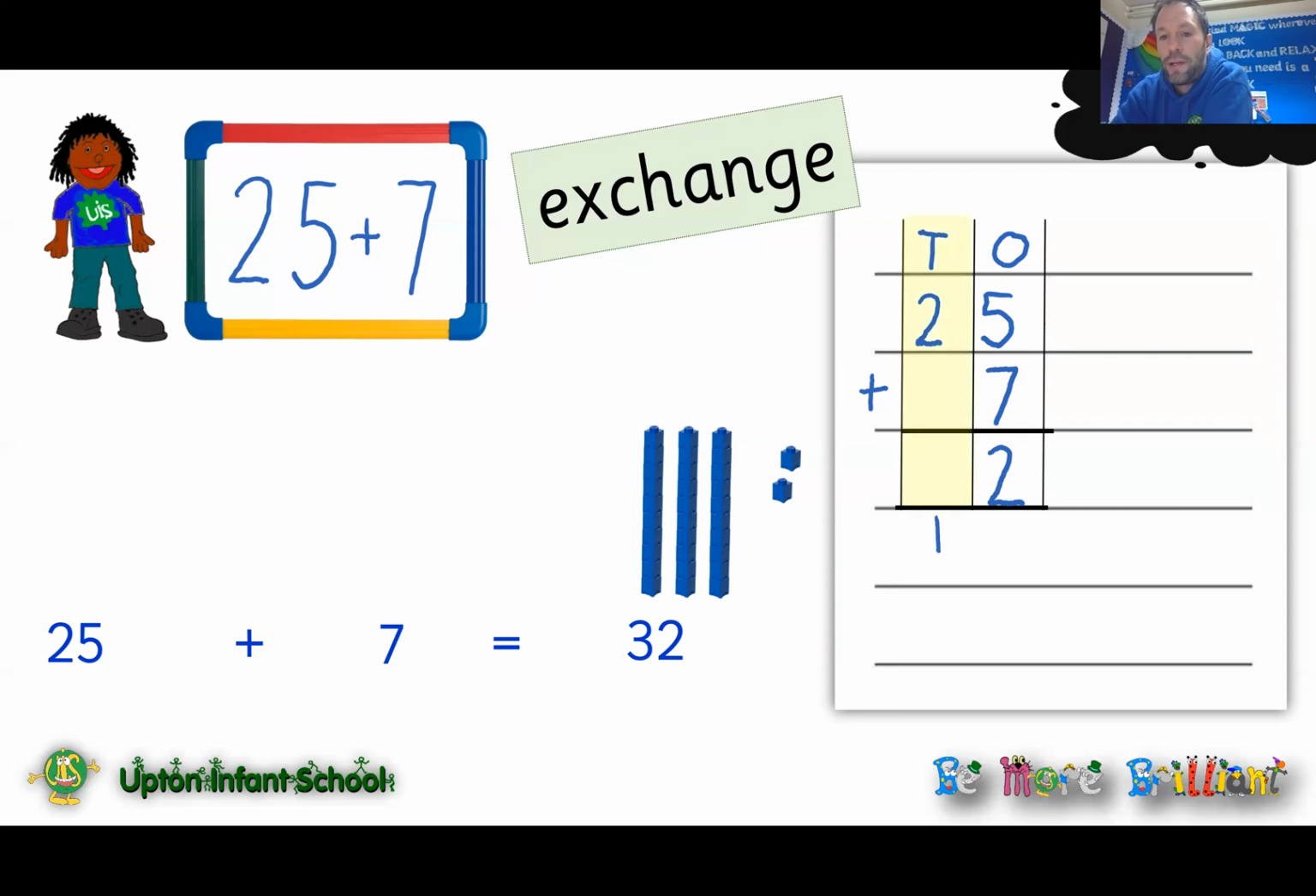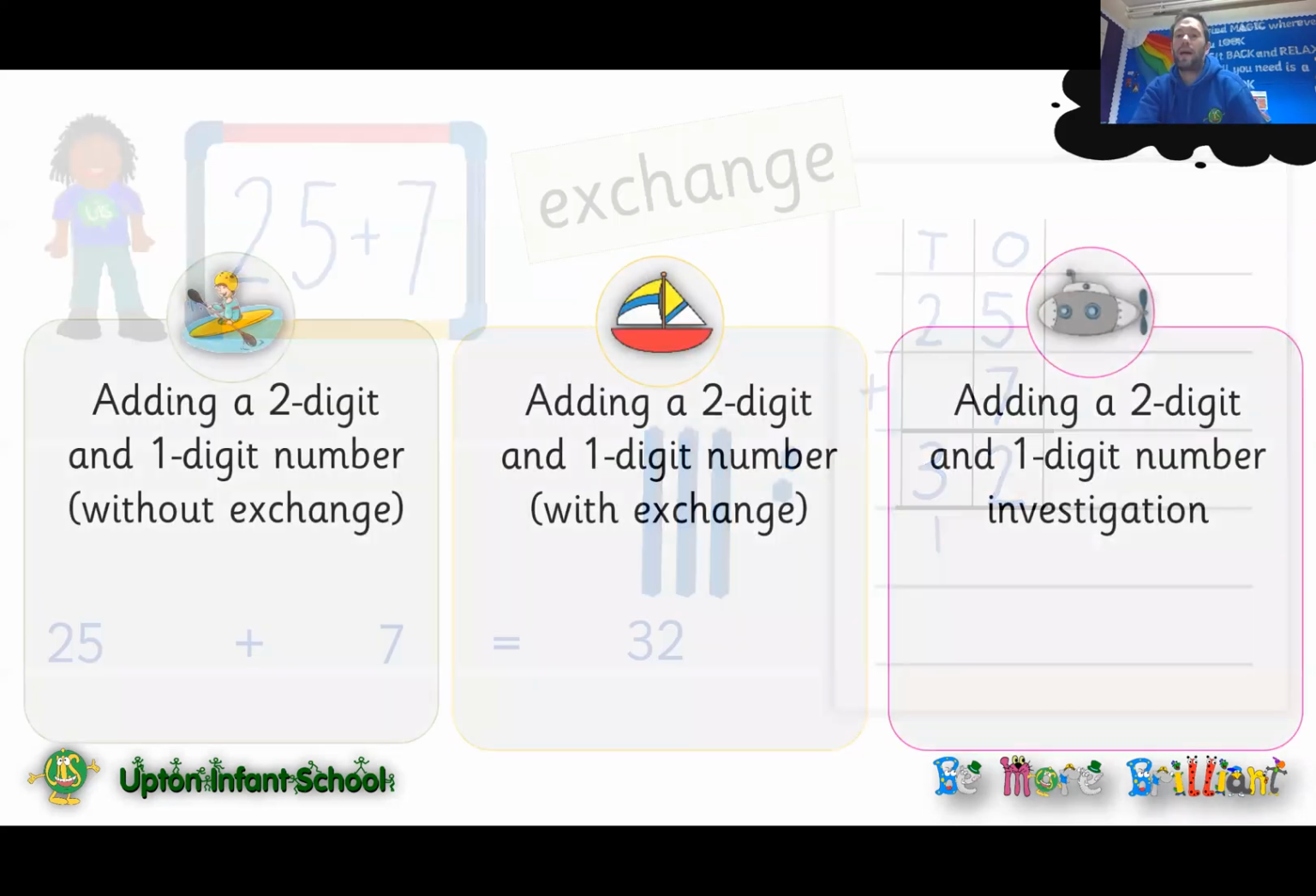The next thing we need to do is look at that 10s column where we've got 2 up above and 1 down below. 2 and 1 makes 3, which is 30. So our answer to this is 32. Hopefully you got on okay with that.